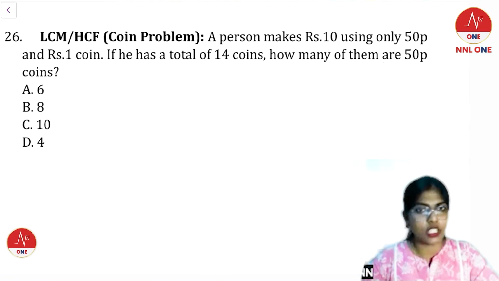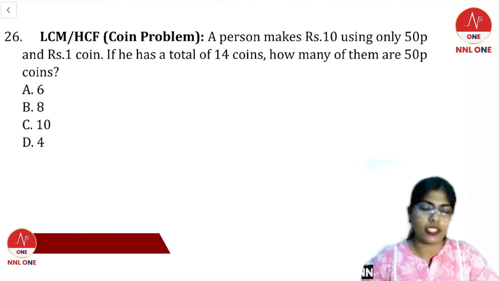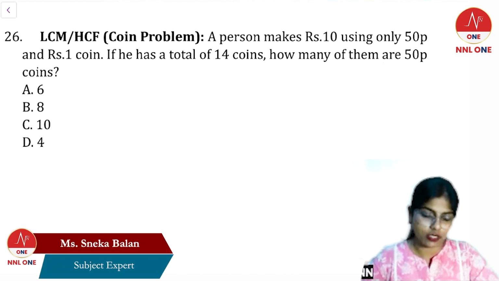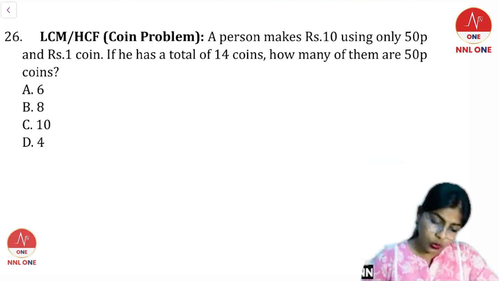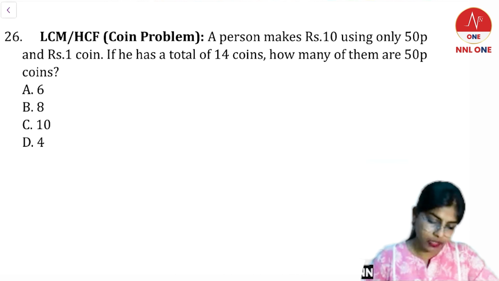Hello everyone, I welcome you all to the next part of the aptitude and reasoning session. Let's begin with the MCQs. Question number 26. A person makes rupees 10 using only 50 paise and rupee 1 coins. If he has a total of 14 coins, how many of them are 50 paise coins?